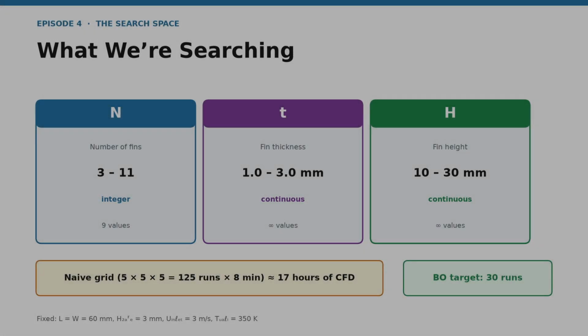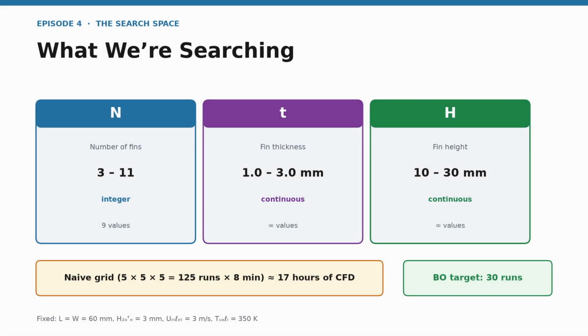Let's be concrete about what we are searching here. 3 design variables. There's n, the number of fins. It's an integer from 3 to 11. T, this is the fin thickness. This is continuous or a float variable from 1 millimeter to 3 millimeters. And h, the fin height. This is also continuous or float from 10 to 30 millimeters. Everything else is fixed. The base footprint, the inlet velocity, and the wall temperature.